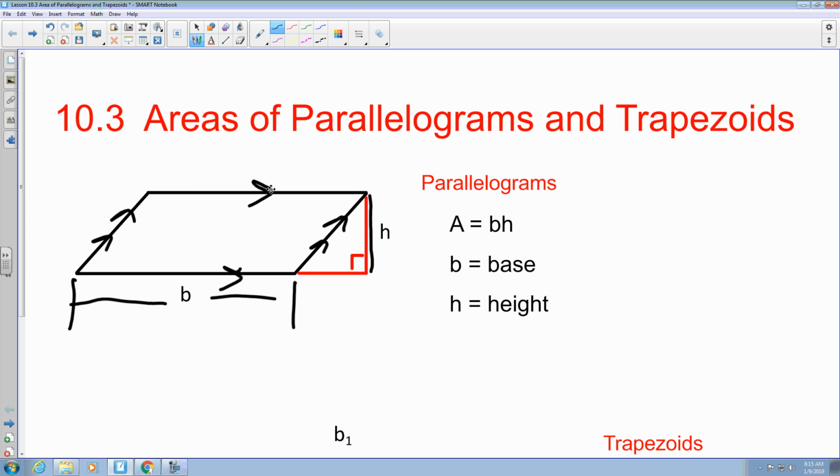Remember that the height of a parallelogram will be from one side. So basically, this is the value of the base. It's 90 degrees from each of the two base values of that particular parallelogram. And that's why we get our formula: area equals base times height.